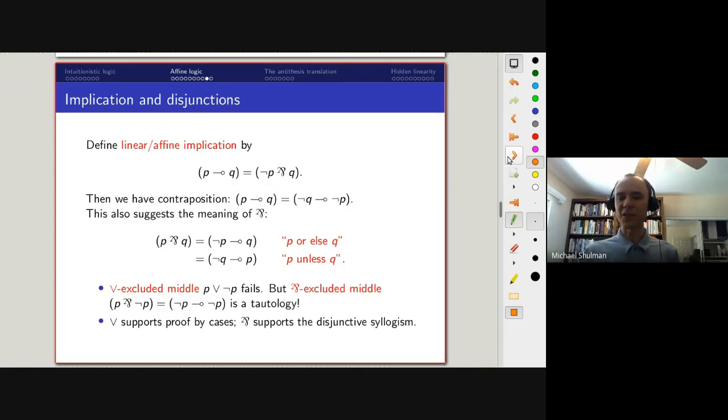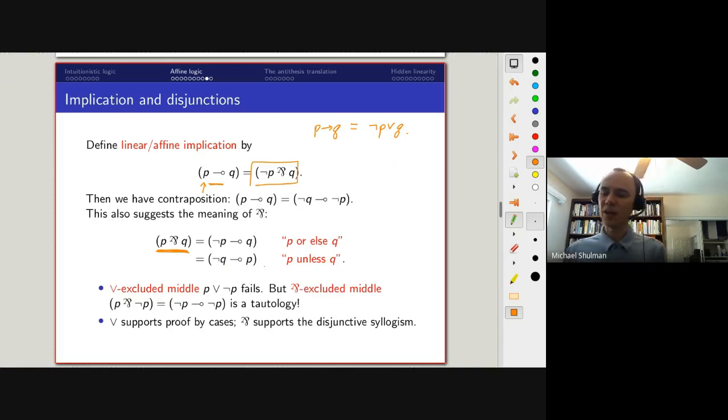And there's also an implication, an if-then, which is denoted with this lollipop symbol. And it's sort of, again, linear or affine in that it only allows us to use the hypothesis once. And you can define it in terms of the multiplicative or, in the same way that the classical implication can be defined in terms of the classical or. And this then satisfies contraposition, and it also tells us a little bit more about how to think about this multiplicative disjunction, because it's equivalent to if not P then Q, or also to if not Q then P.